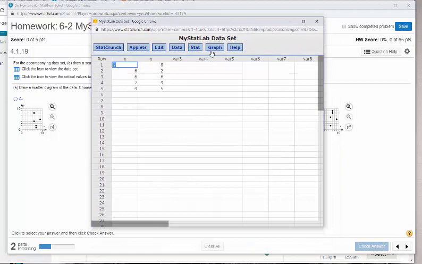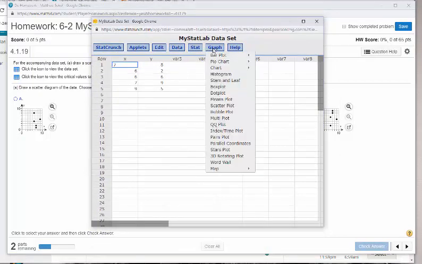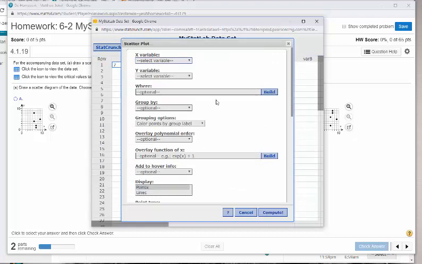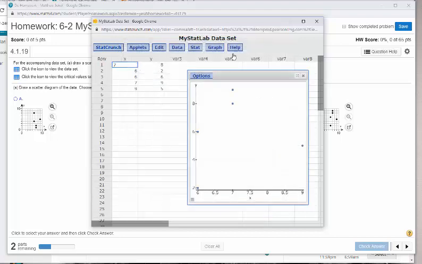When I load the data up in StatCrunch, to get a scattergram I want to go to Graph, and over here it's just called a scatter plot. I'm going to click on that. The x variable is under x, the y variable is under y, obviously, and I'm just going to hit Compute. And you should see the data looks like this.